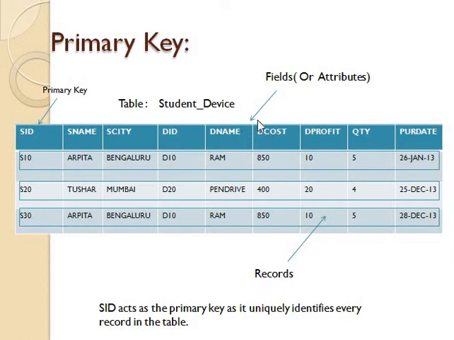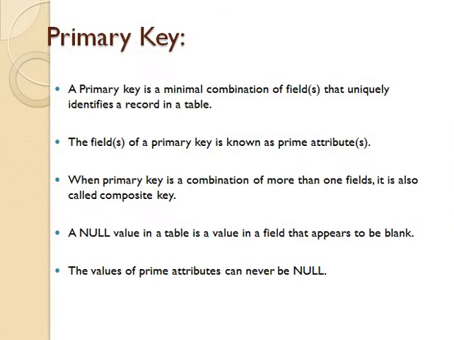Now one more thing, just keep in mind that these fields are also known by the name attributes. That means we can refer to a field by the name attribute. Now see the second point, the fields of a primary key are known as prime attributes.